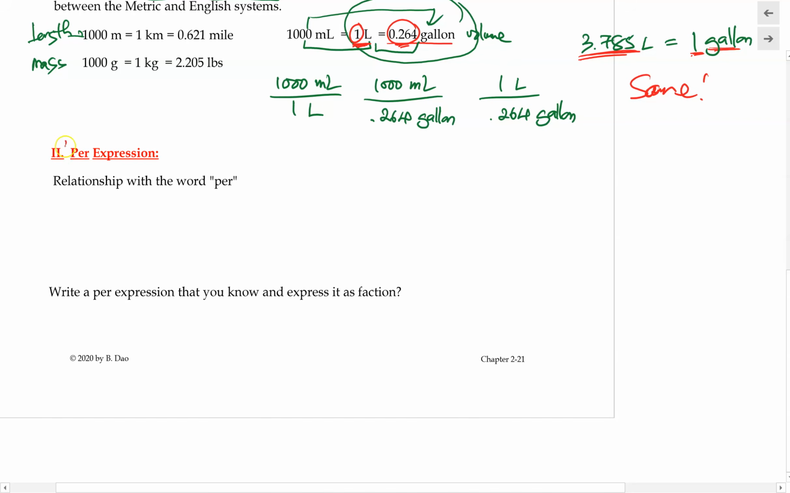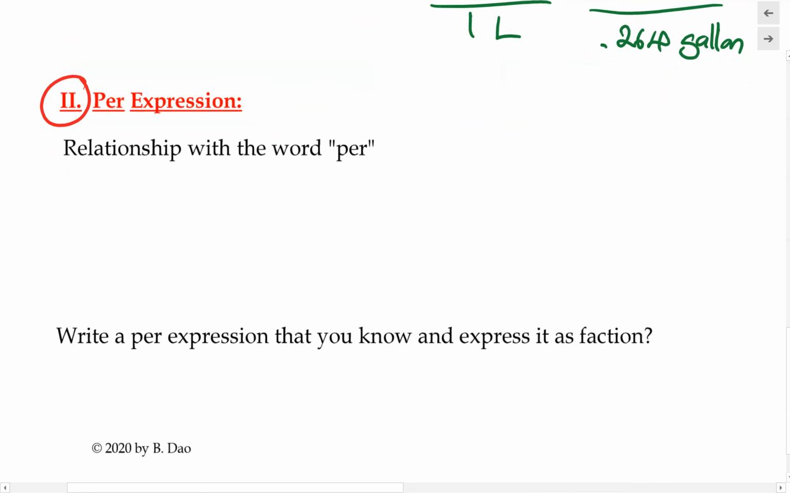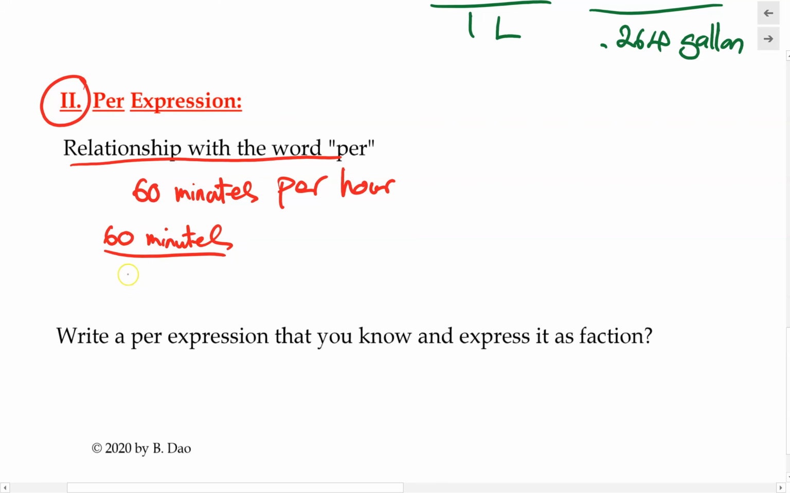And now the second source of a conversion factor is something that we call the per expression. Per expressions are basically any types of expression with the word per in it. For example, when we say 60 minutes per hour, then that is called a per expression. Or another one, 7 days per week, is another per expression. And anytime we see the word per, we can write that as a conversion factor or as a fraction. So for example, 60 minutes per hour is a per expression. And from here, we can write the following: 60 minutes over 1 hour, or the opposite, 1 hour over 60 minutes.